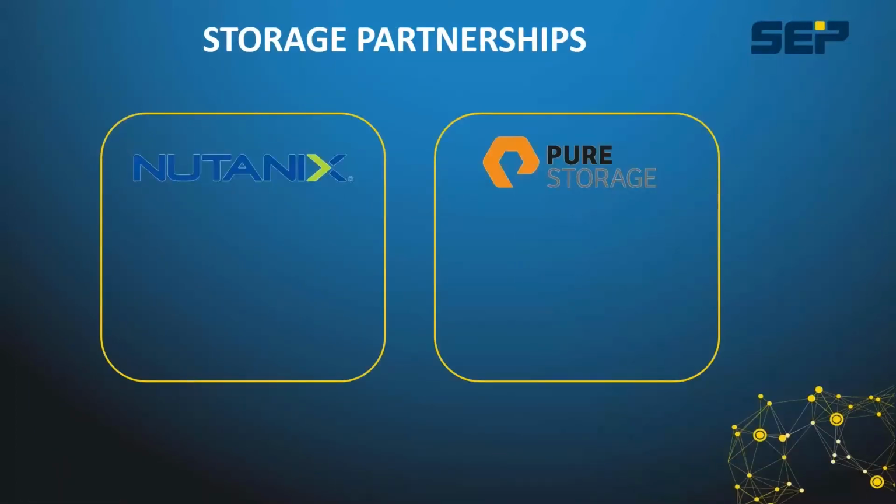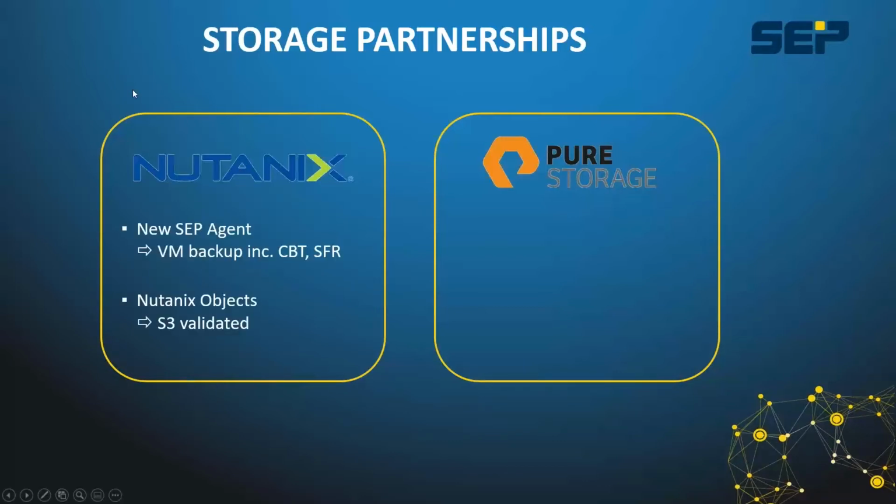Yeah, we have also partnerships with storage vendors. First of all, Nutanix. And if you know Jaglion version 1, then you should know that with Nutanix we have provided a new SEP agent for VM backup, including change block tracking for incremental backup, also single file restore by mounting virtual machines, and so on. And this is all already part of version 1. And now we have done the S3 validation with Nutanix Objects.